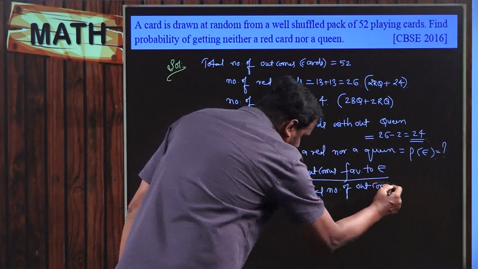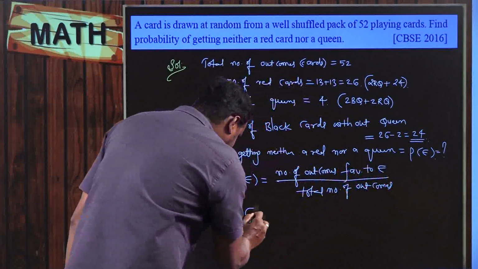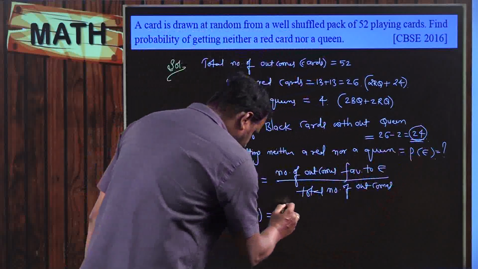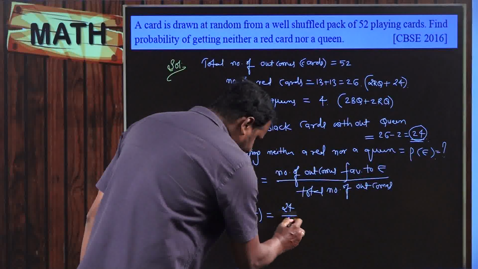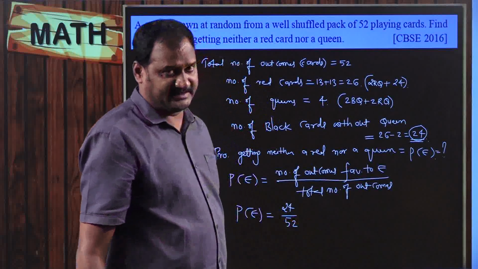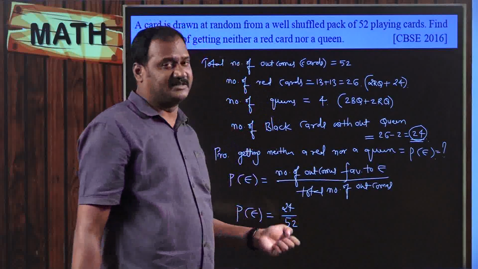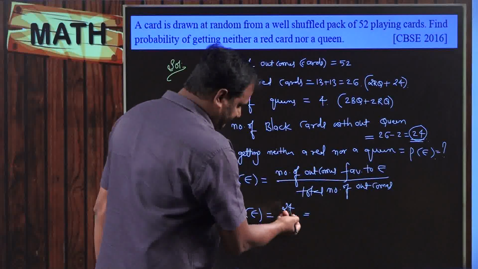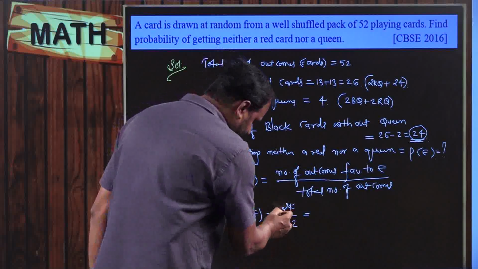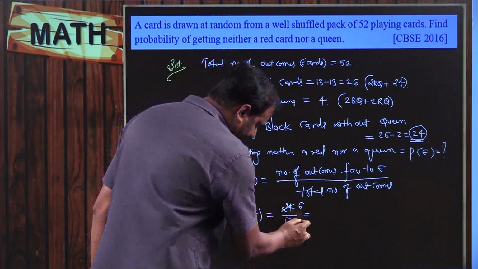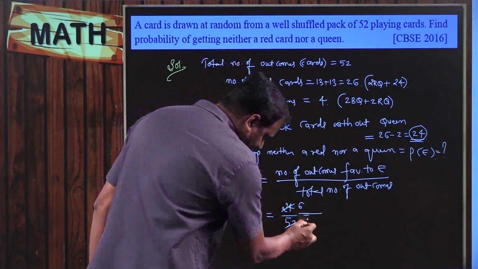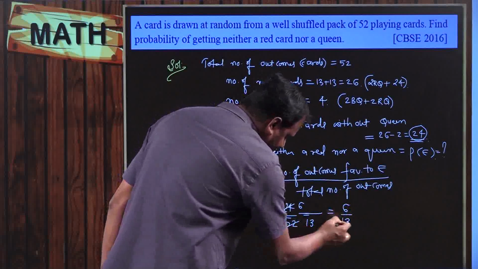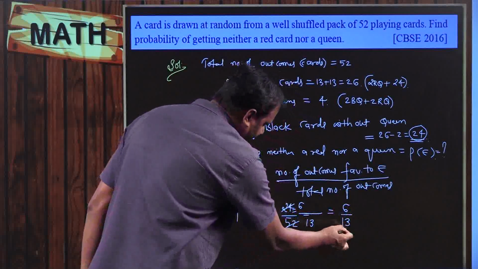So the probability of getting event E is equal to the number of favorable outcomes, which is 24, divided by 52. But you should not leave the problem like that. You will have to convert it into simplest terms. So you keep cancelling. Both can be cancelled by 4: 4 sixes are 24, and 4 thirteens are 52. So it is equal to 6 divided by 13, the probability of getting this event.